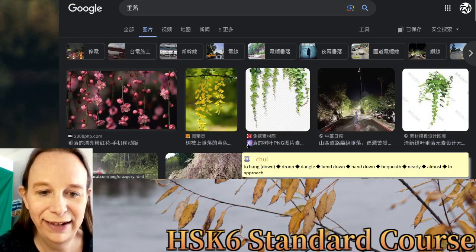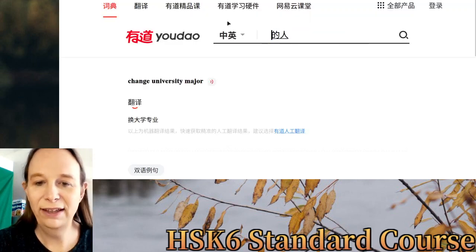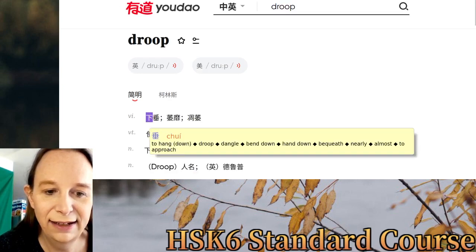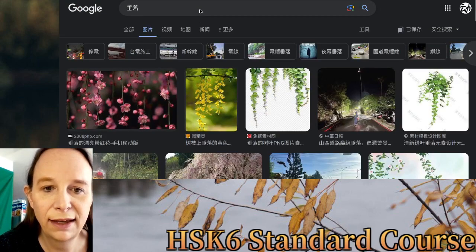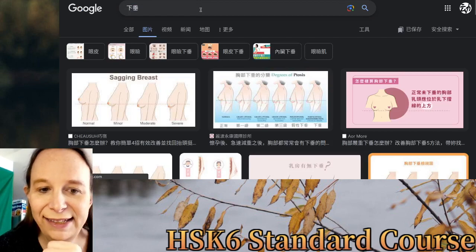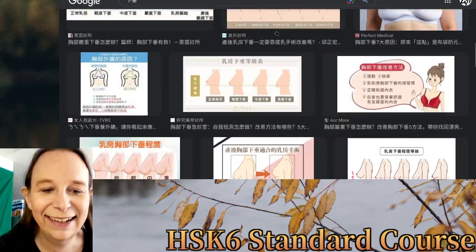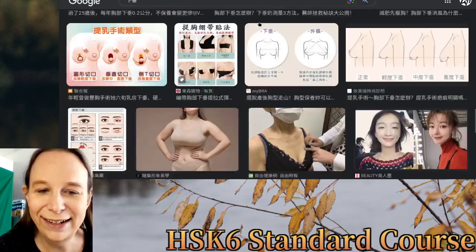No, it's not in the dictionary. What are the alternatives then? Droop. Ah, xia chui. This one. So we use xia chui. You mean like a tree or something?